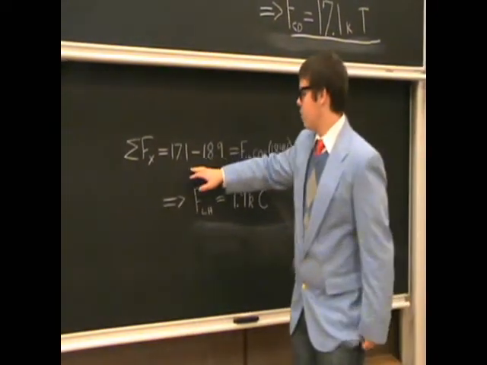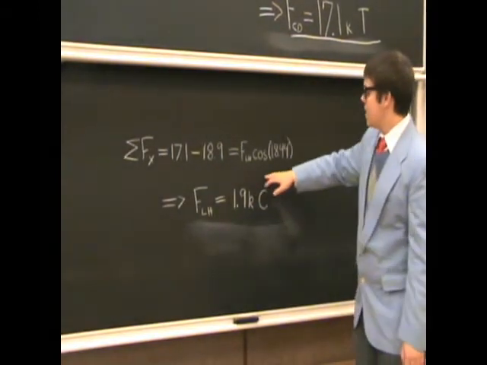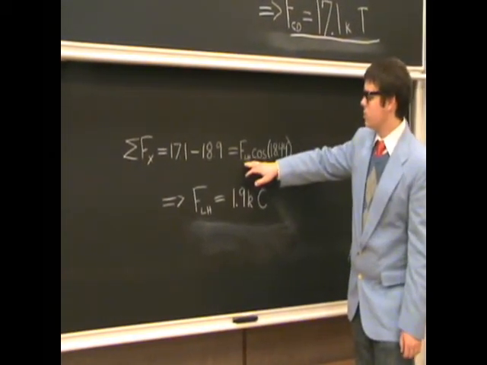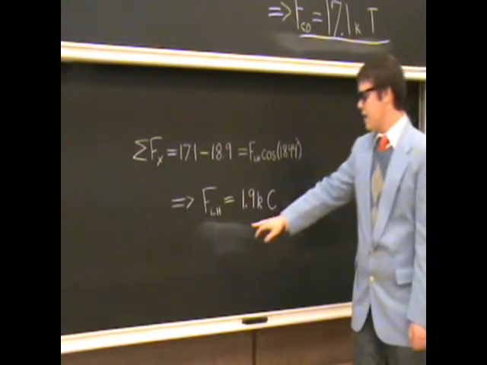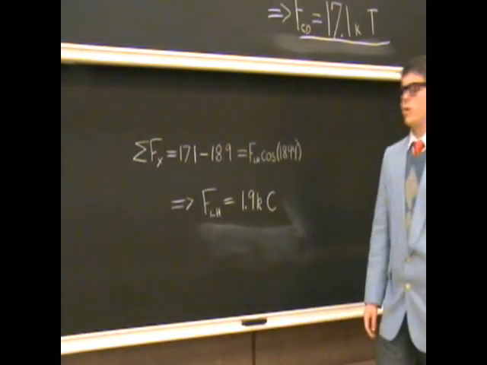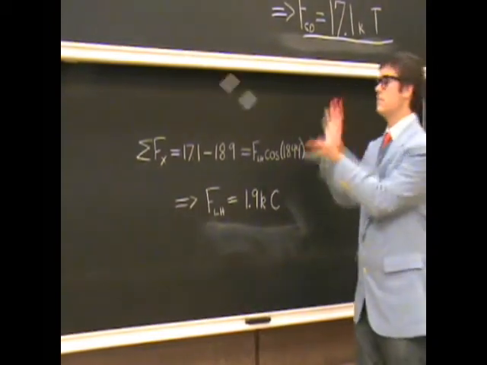So we have our two known forces that we've already calculated, and now we set those equal to the force in LH times the cosine of the angle of its position. And using that, we find that LH is 1.9 kips in compression.